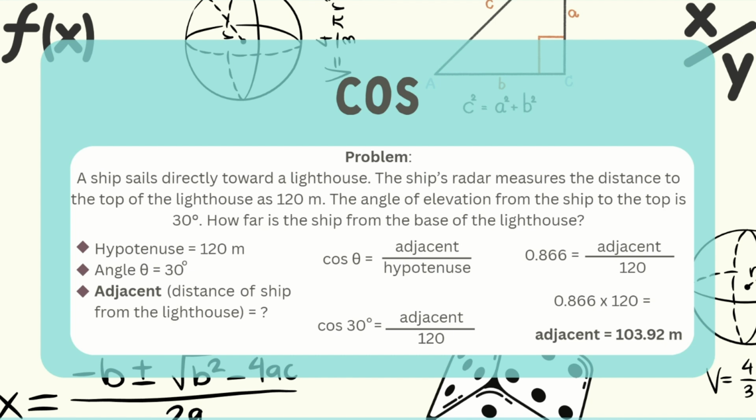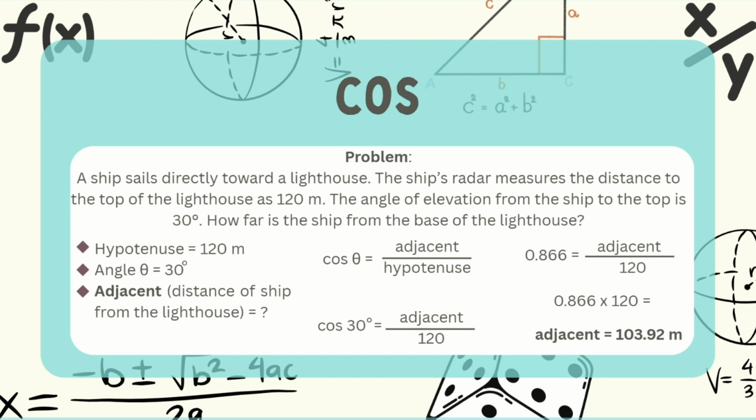Here is our first problem. A ship sails directly toward a lighthouse. The ship's radar measures the distance to the top of the lighthouse as 120 meters. The angle of elevation from the ship to the top is 30 degrees. How far is the ship from the base of the lighthouse? So here we are trying to find the distance of the ship from the base of the lighthouse. The given hypotenuse is 120 meters and the angle is 30 degrees. The adjacent is what we are looking for.